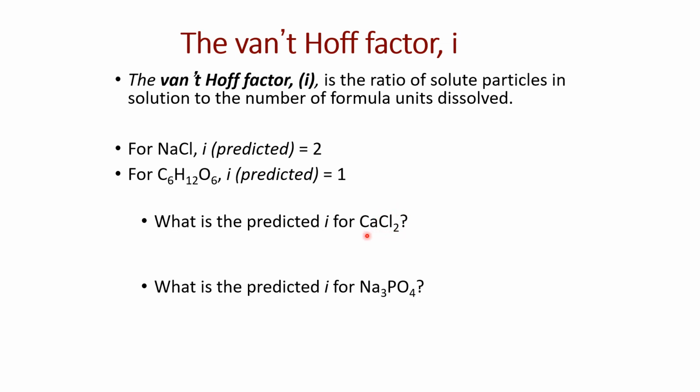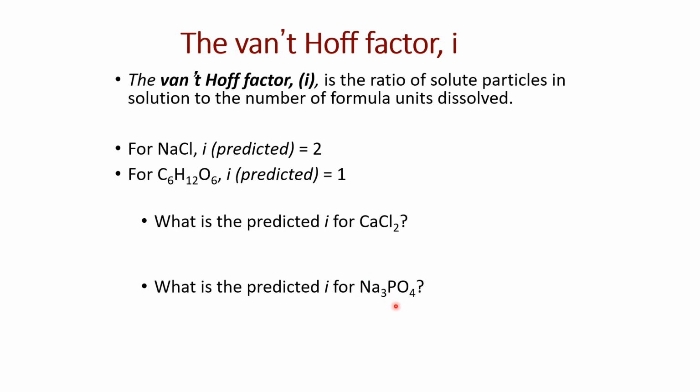So for calcium chloride, what would we expect the Van Hoff factor to be? For every 1 mole of calcium chloride, like in that previous slide, we had 1 mole of calcium, but we also had 2 moles of chloride. So we would expect the Van Hoff factor to be 3 in that case.